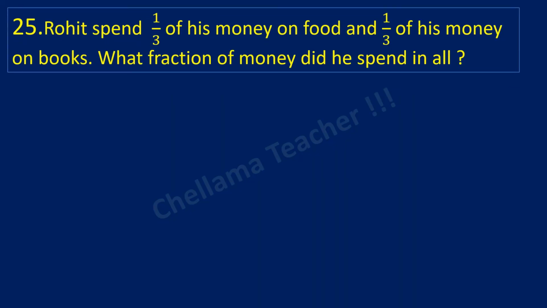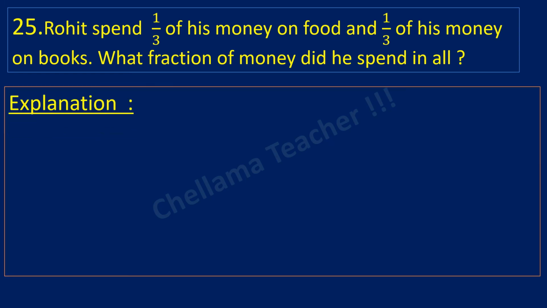Question 25. Rohit spent 1/3 of his money on food and 1/3 of his money on books. What fraction of money did he spend in all? Dear children, we have to consider the keywords: all, together, altogether, total. Here all is there. That means we have to do the addition. Let's see how to do this calculation.